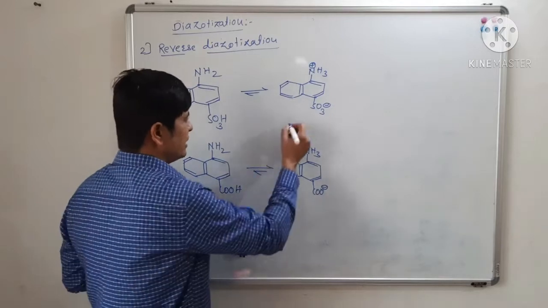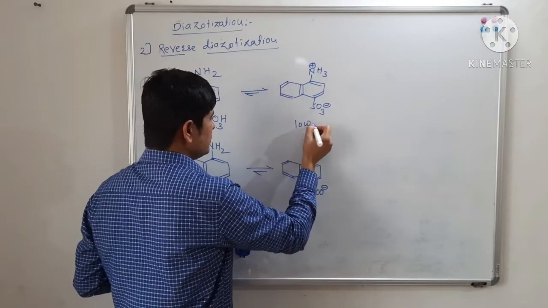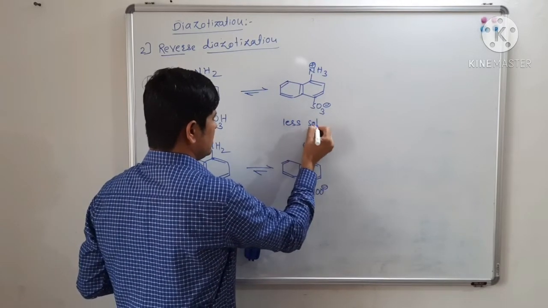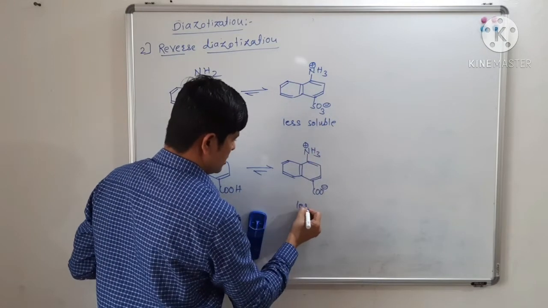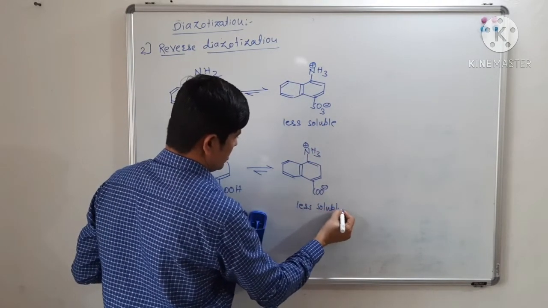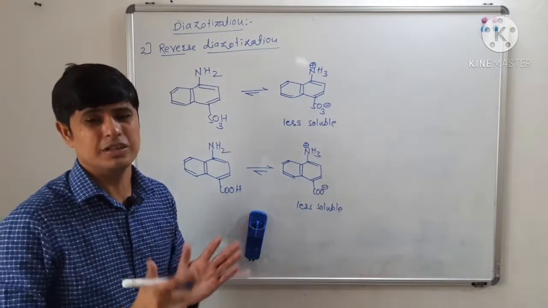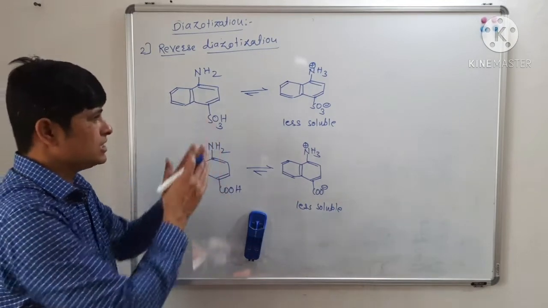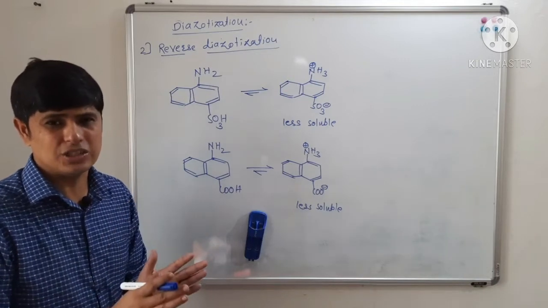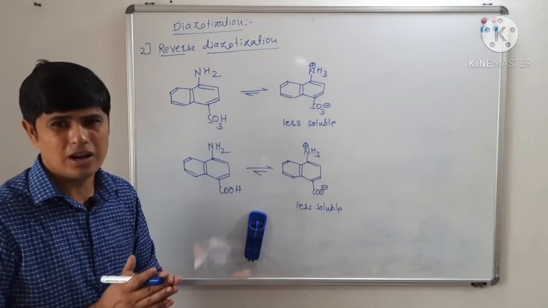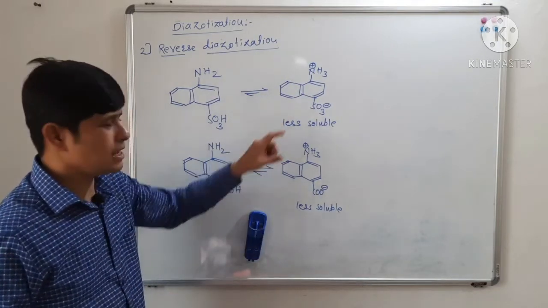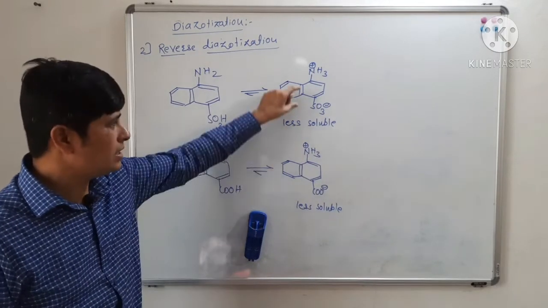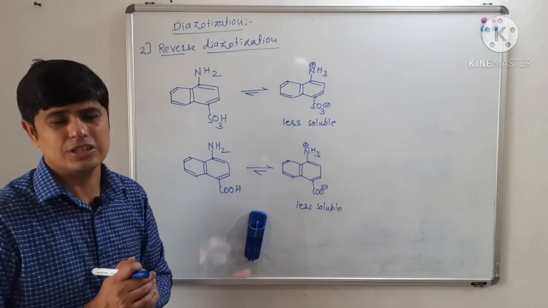Now these zwitter ions are less soluble in aqueous acidic medium. So for diazotization of such type of compound, this reverse diazotization method is used. For diazotization of such type of compound, reverse diazotization is used.